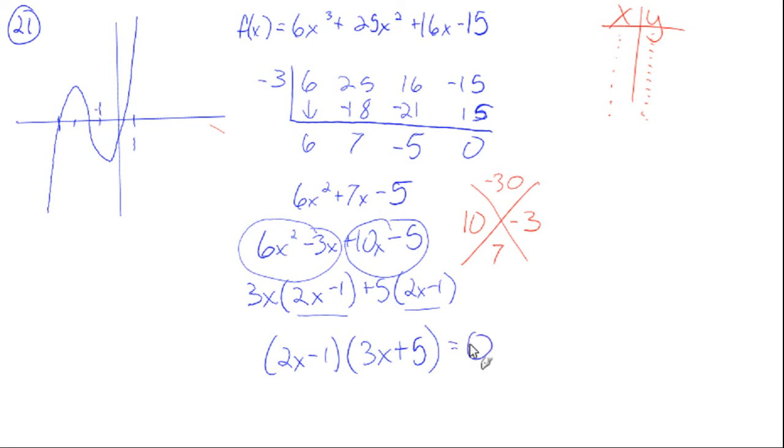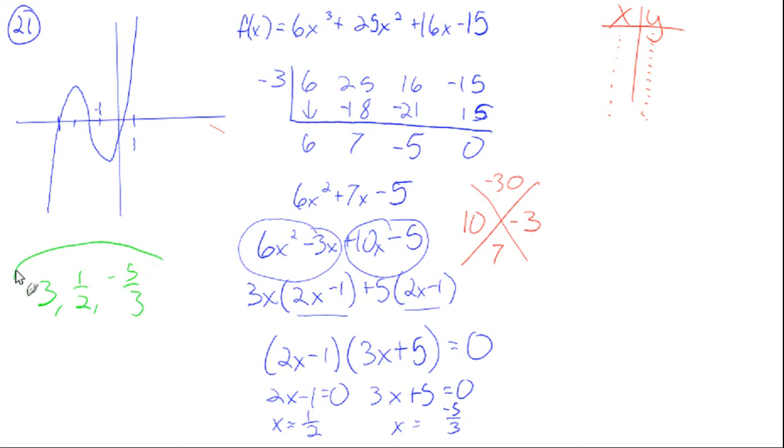We'll set it equal to 0, because we want to know when this function is equal to 0, and something times something equals 0 means that one of those things has to be 0. So we solve for both possibilities. So x could be 1/2, or x could be negative 5/3. So let's just list out our zeros just so we're clear on them. Our first one was negative 3. We found that. Then these two, 1/2 and negative 5/3. Those are our zeros.